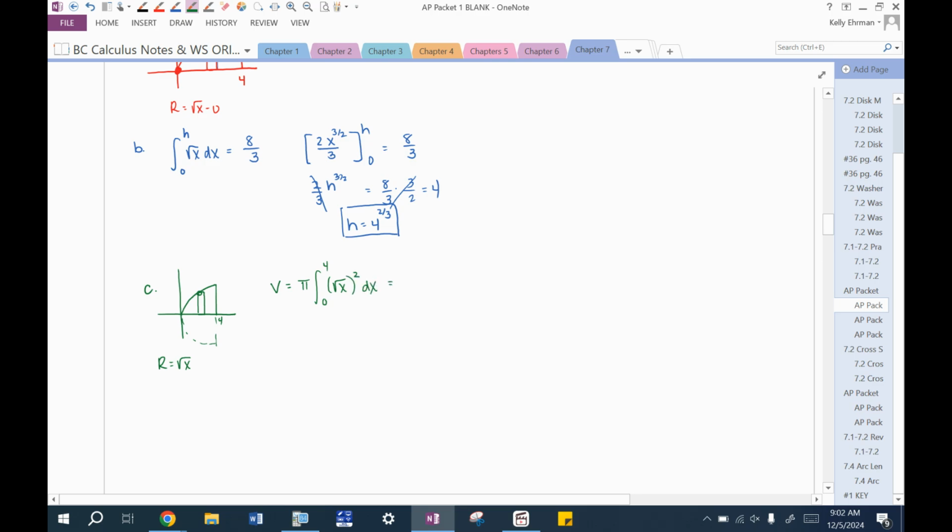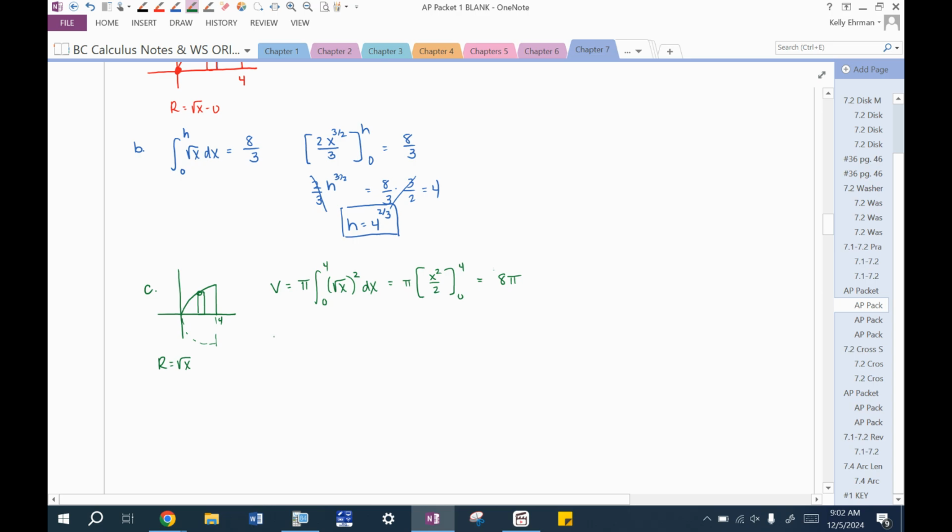So this is really just x, right? So pi times, what's the integral of x? x squared over 2, going from 0 to 4. So what's the volume of the whole thing before we cut it in half? It is pi times 16 over 2. So it's 8 pi. So the volume of the whole thing is 8 pi.